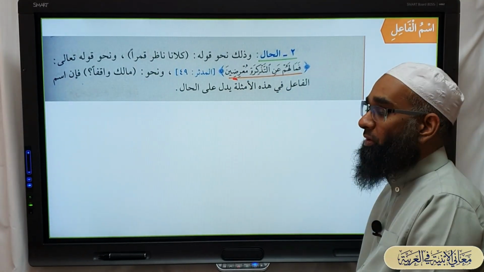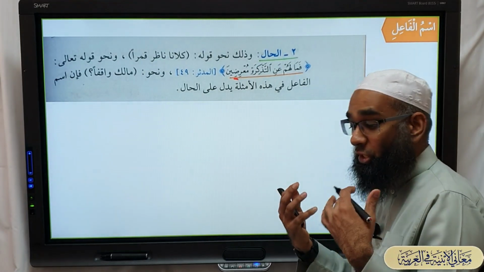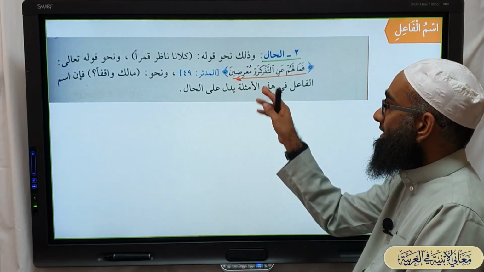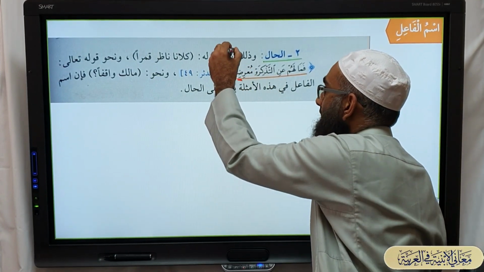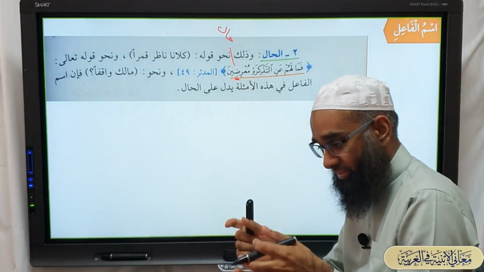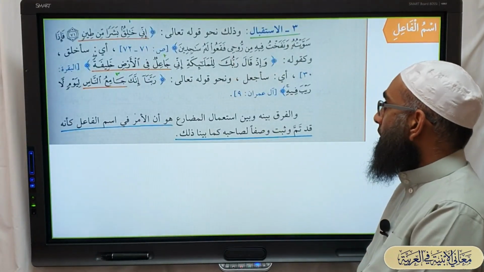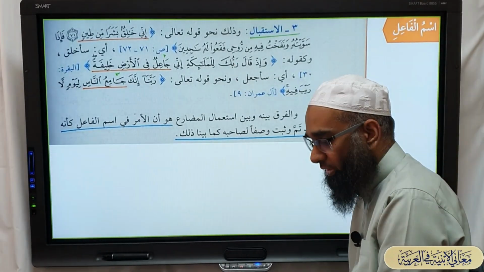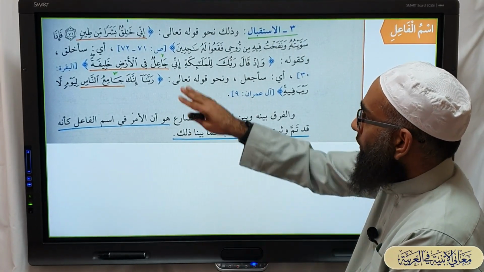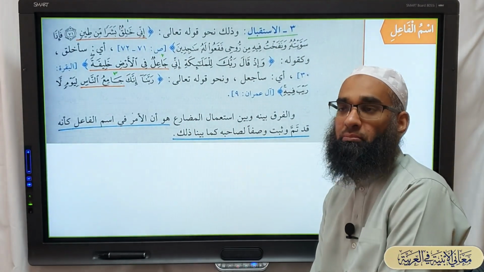So, what is the matter with them, that they are mu'arideen, they are turning away from the remembrance. Okay? So this is in the meaning of a hal. This mu'arideen is the ismul fa'il in the meaning of the hal. Present tense, right now. And the third meaning he mentions is istiqbal. This is also very common. He's given many examples here. He's given 3 examples.